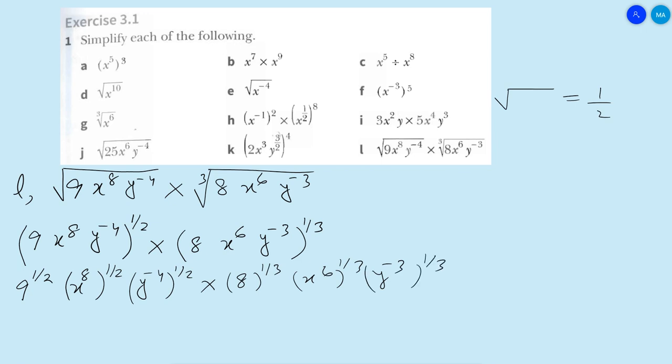Now simplify. This is 9. 9 can be written as 3 square because 3 square is 9. 1 upon 2 remains 1 upon 2. You can cancel this 2 by 8. 2 4s are 8, so x4. Multiply. This 2 by minus 4, y power is minus 2. Into this is 8 to the power 1 upon 3. So you can write 8 in terms of 2 power 3.